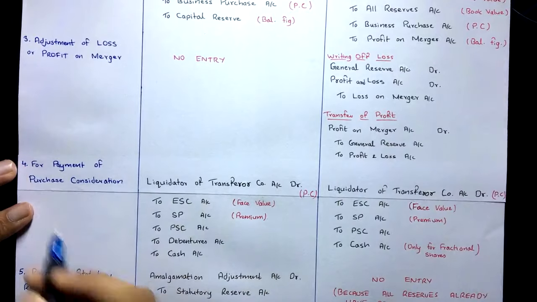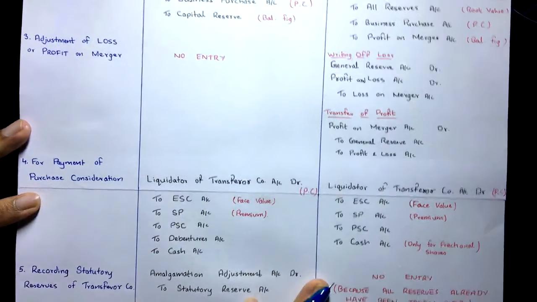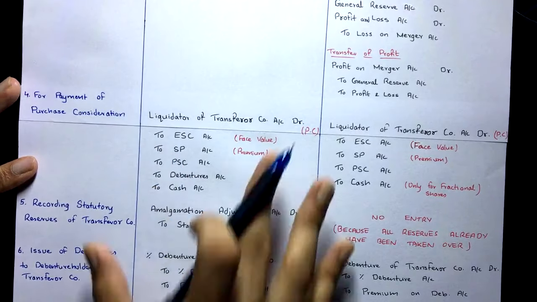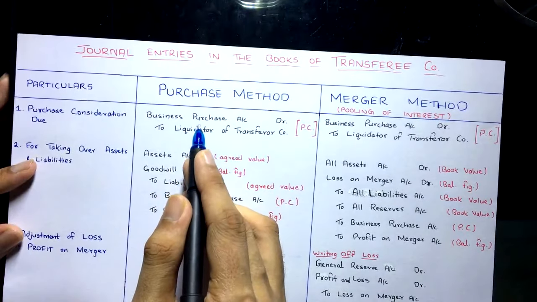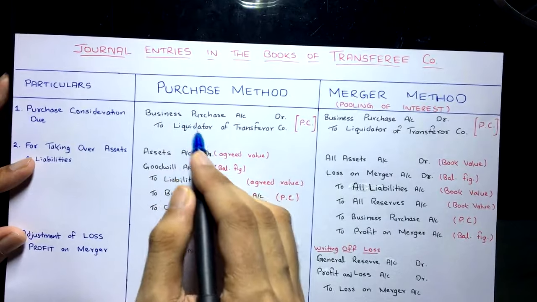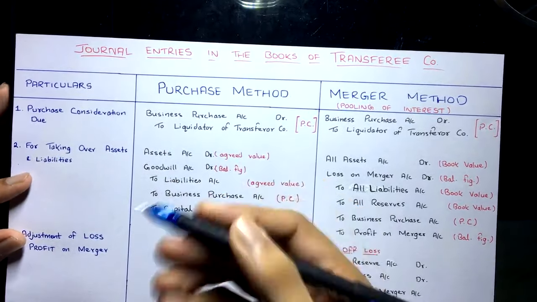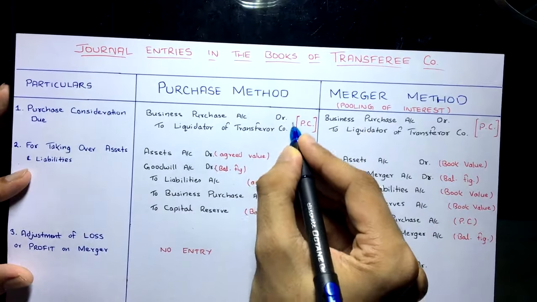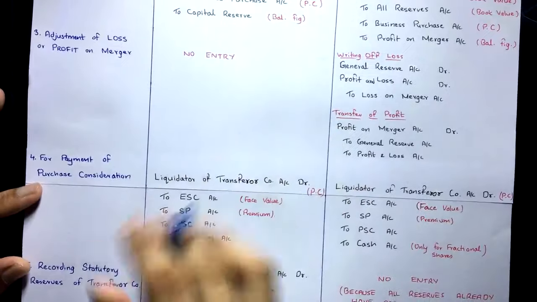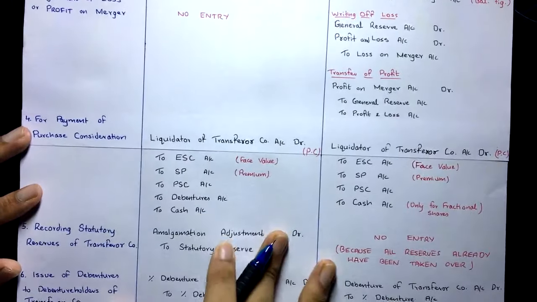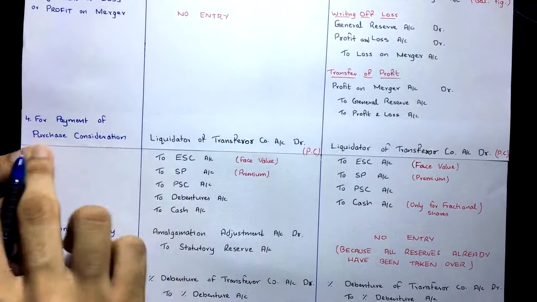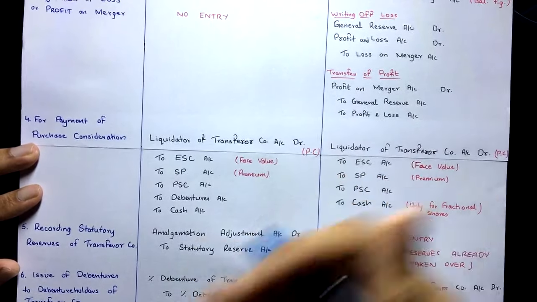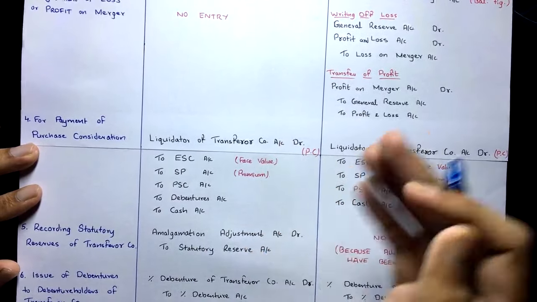The fourth entry is for payment of purchase consideration. Now here in the first entry you accepted that you have to pay to the liquidator, but now you have to pay to them, right? Here you made it due, you have to pay. Liability was increased over here, but now here you have to make the payment for purchase consideration. So now that liability will get decreased, isn't it? If you pay something, then the liability is no more, it is decreased.